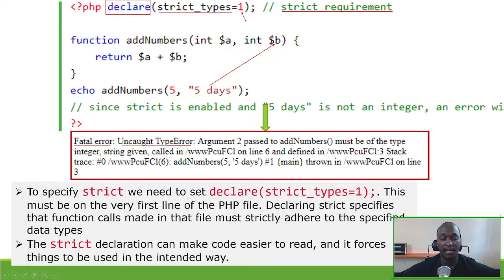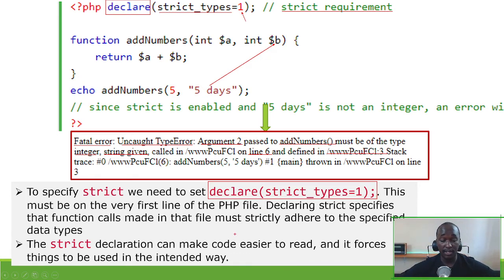Uncaught type error: Argument 2 passed to the function add numbers must be of the type integer, but you have given a string. And then it's going to tell you on which line and on which page, like that. So that is what the strict type is used to do. Again, in order to declare the strict type, you use this line of code. So don't forget that.